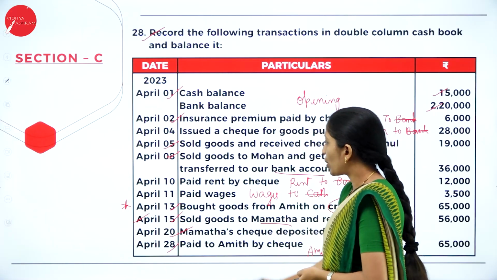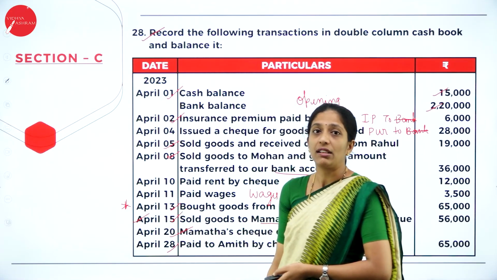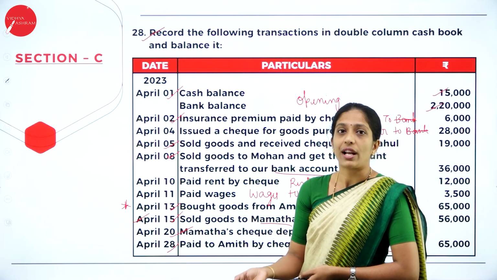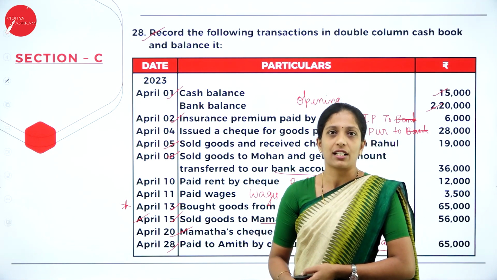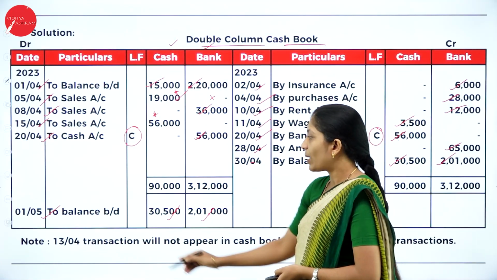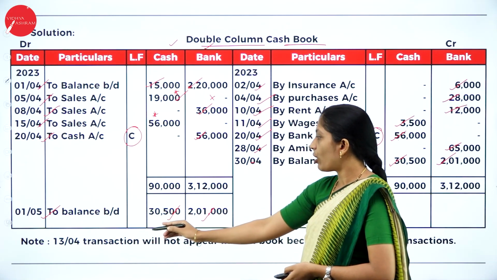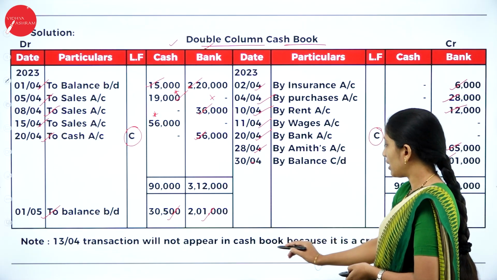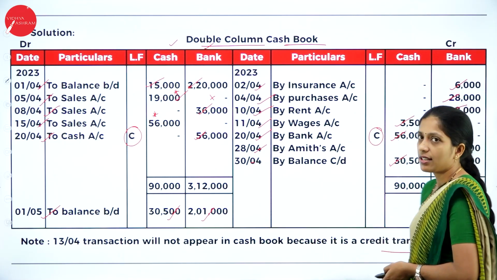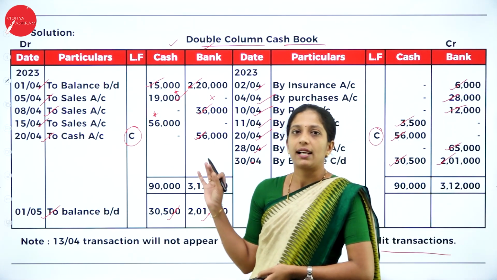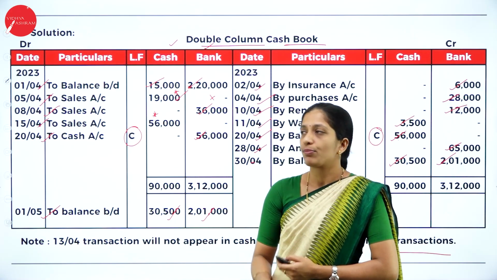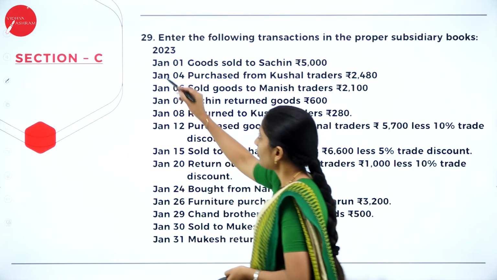Now the transactions that you have not recorded on April 13th, for which you have to write a note why we have not recorded them in your double column cash book. Why have we not recorded? Because it is a credit transaction. So the 13.4 transaction does not appear in the cash book because it is a credit transaction. So hope you are clear about double column cash book. Yes, moving on to the next problem.